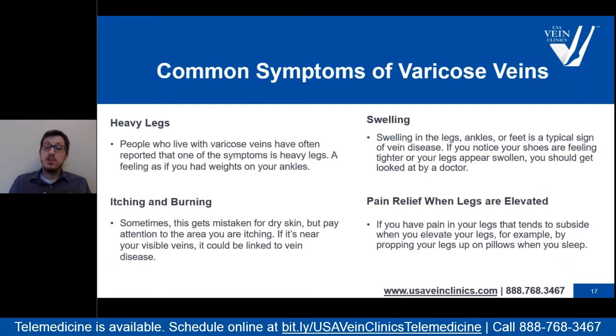So it's elevation, it's walking around, it's compression socks. Those are very important. They're tight socks that are tighter down by the ankle, a little looser up top to help bring the blood back up. These are all things to help overcome some of the pressure inside these varicose veins.